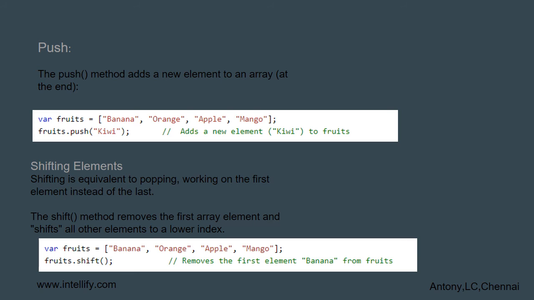Next, the shift method. Shifting is equal to popping, but working on the first element instead of the last. If I give pop, the mango will be deleted in the given example. But if I give shift, the banana will be removed from fruits. The shift method removes the first array element and shifts all other elements to a lower index. So the index of banana is 0, orange is 1, apple is 2, and mango is 3. If I remove banana, then each index value becomes n minus 1. That is, orange becomes 0, apple becomes 1, and mango becomes 2. This is where the shift method is used.